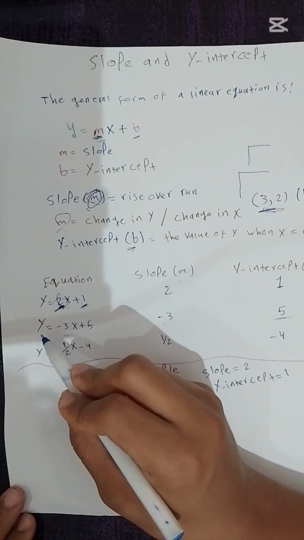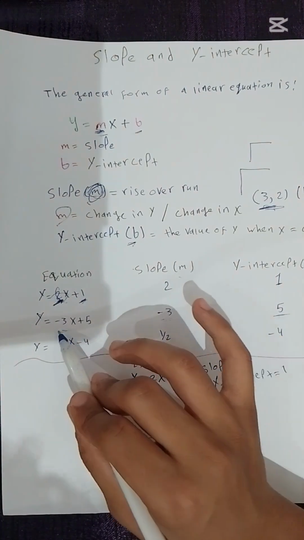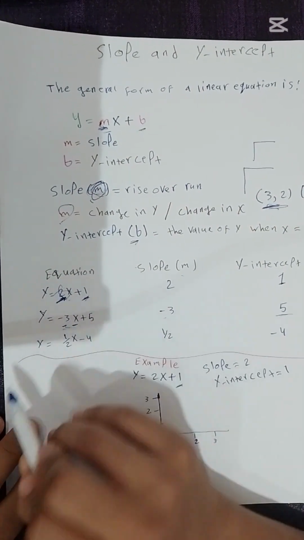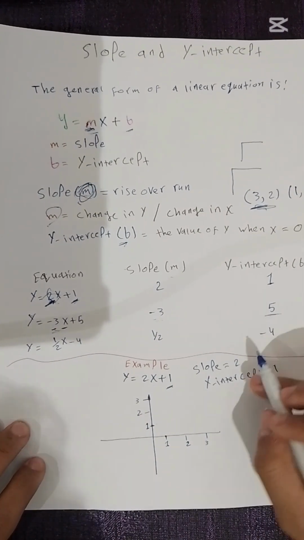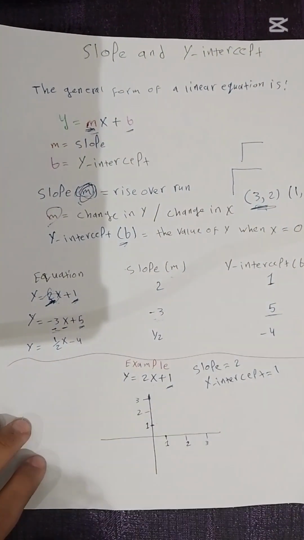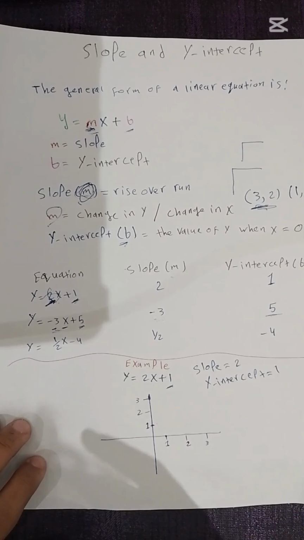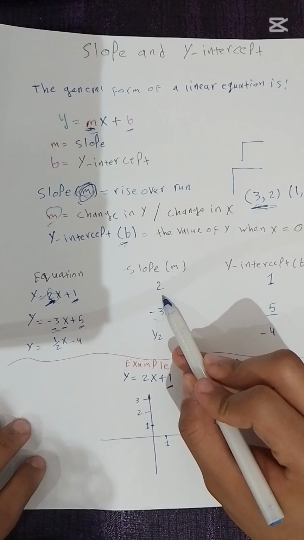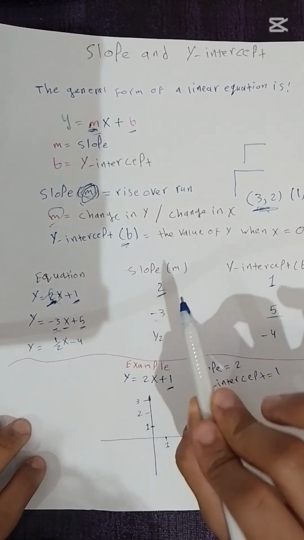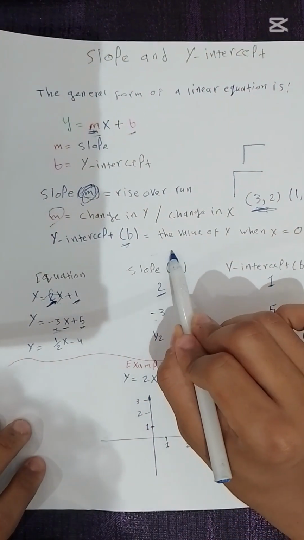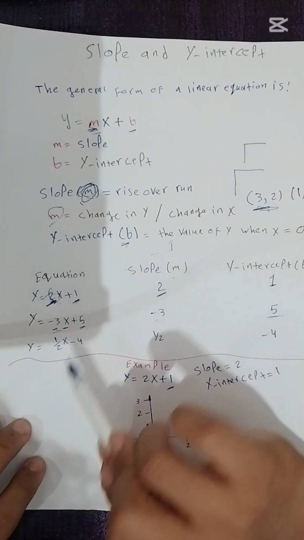And the second example, y equals negative 3x plus 5. So the slope is negative 3, the number that is multiplied by x, and the y-intercept is this number, plus 5. So how can we define the slope? In other words, the slope is like this, 2. When we go to the right by 1, rise up 2 on the y-axis.